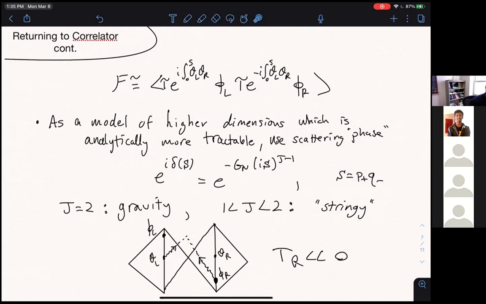So in gravity, the phase takes this form, but with this exponent j set to 2. I'm calling it j because you should think of it as the spin of the field that's mediating the interaction. So these fields are scattering off each other through exchanges of gravitons. And the spin of the field there is 2. So this scattering phase goes like the center of mass energy of the collision to the power j minus 1. So in this case, it's just linear in the center of mass energy in gravity, okay?